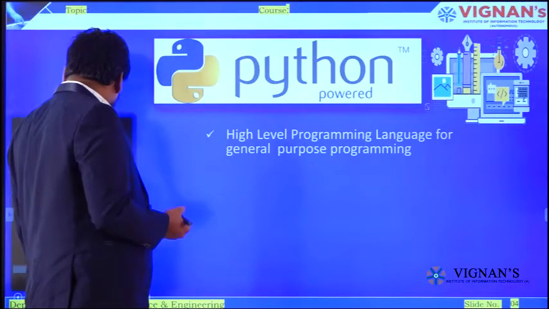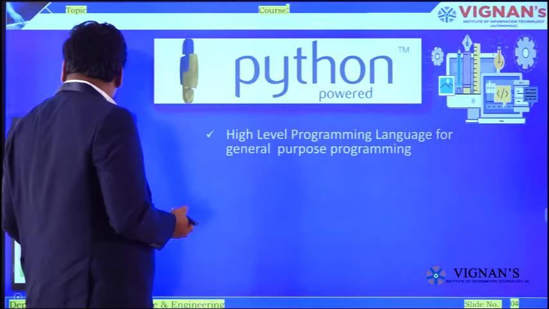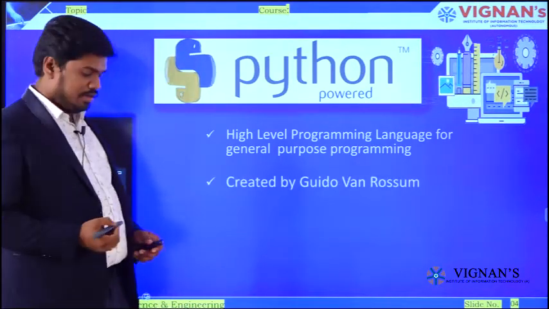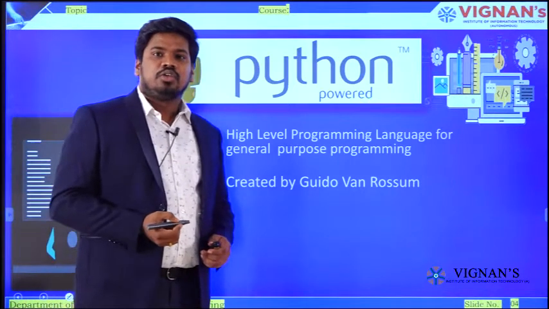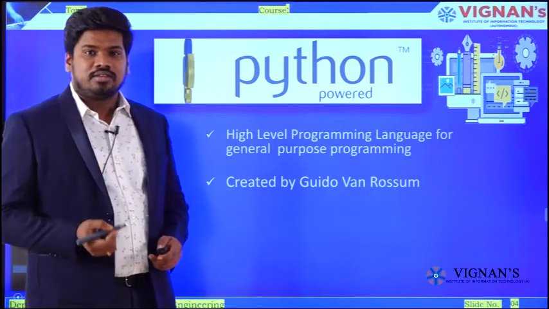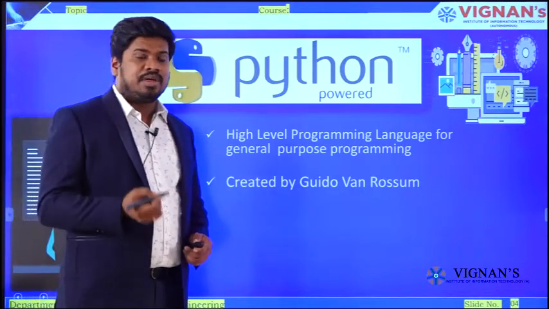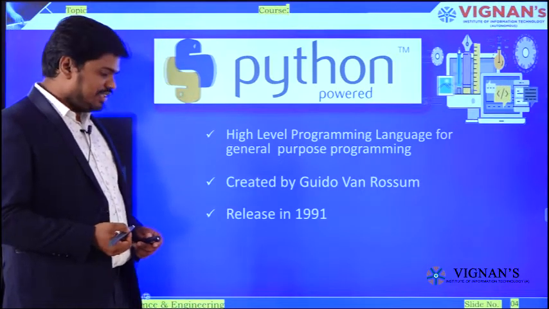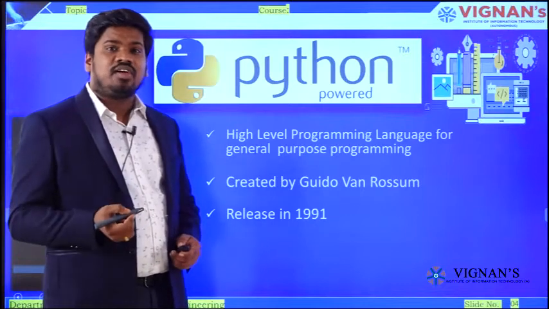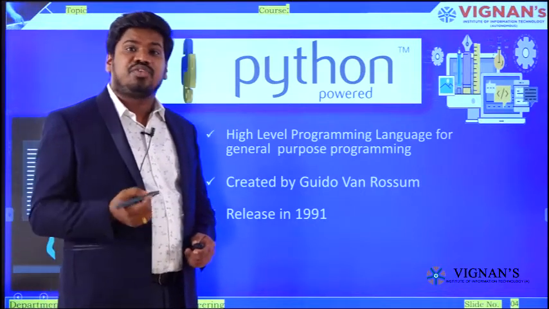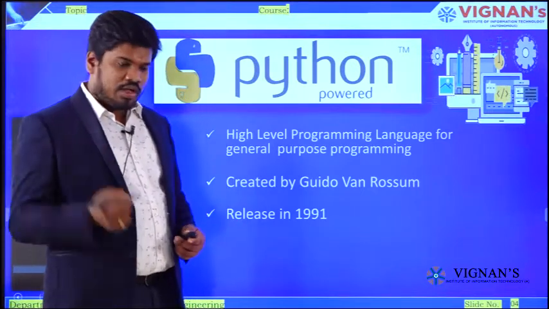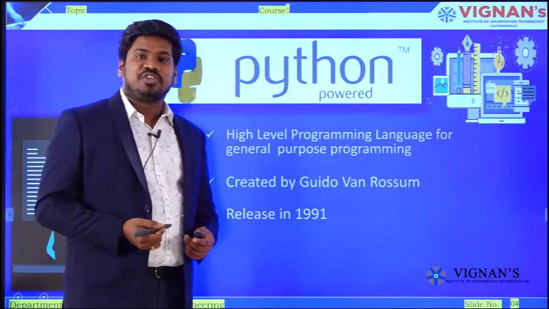Coming to the very important next point, the author of Python is Guido van Rossum. He's a Dutch programmer. Remember his name. Python was released in 1991. The beauty of Python is that it was created before Java, but no one knew how to use Python at that time. So happily I can say that it was before Java.